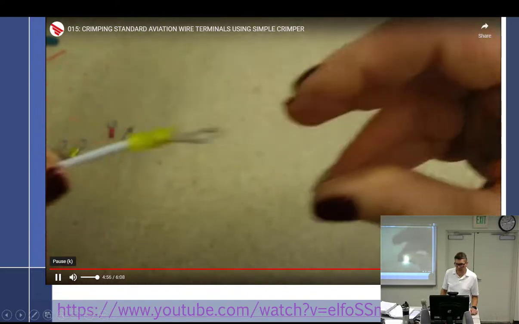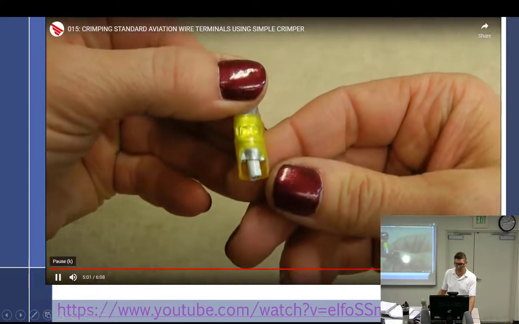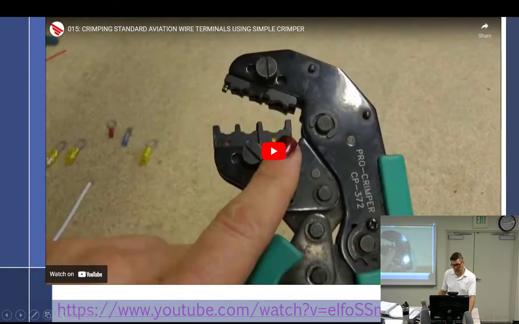I've got one that I crimped earlier and cut away the yellow insulation so that you can see a little bit better what it's actually doing. All right, running out of time.